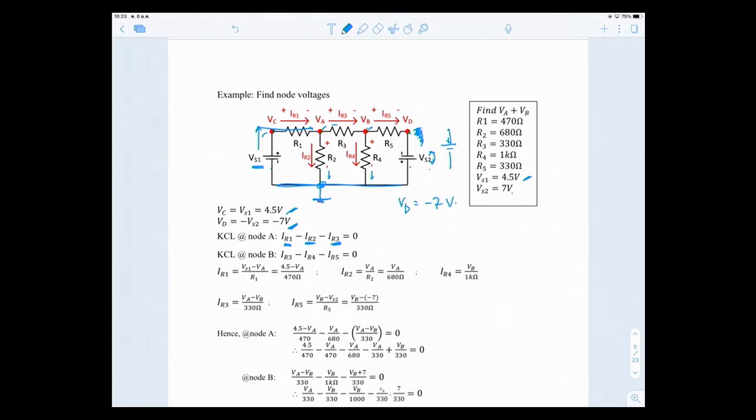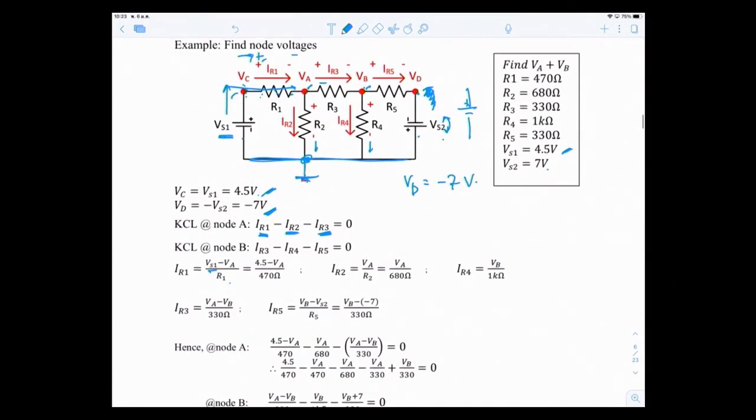Now we have to, of course, change all these IR1, IR2, IR3, IR4, IR5 into node voltages. Look at IR1. Positive current goes into the positive and leaves on the negative, so positive here, negative here. The potential difference across R1 is the difference between VC and VA, so VC minus VA, and VC happens to be 4.5. So it becomes VS1 minus VA divided by R1, equal to 4.5 minus VA.